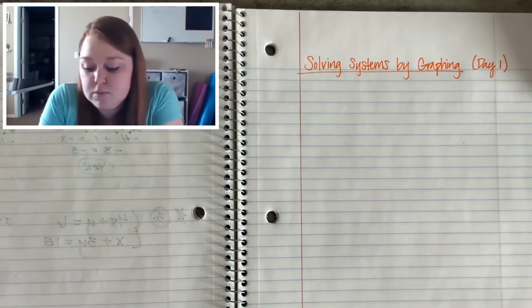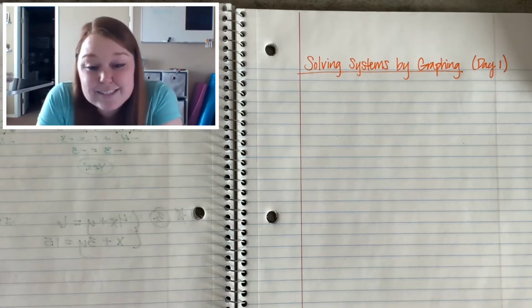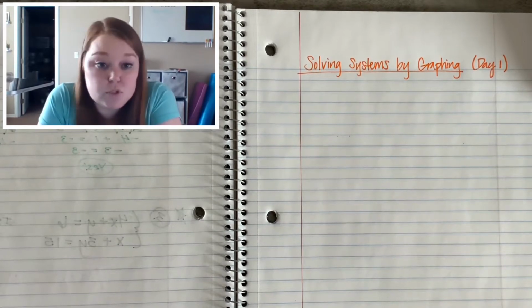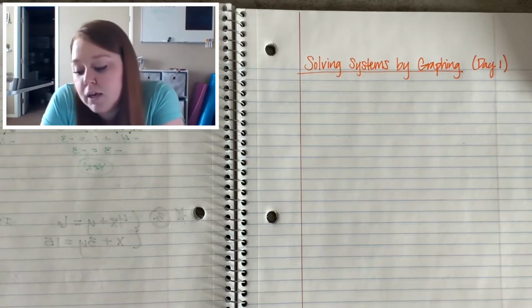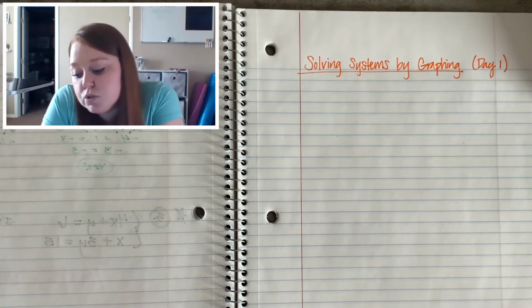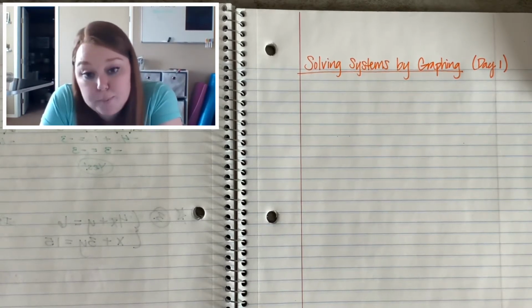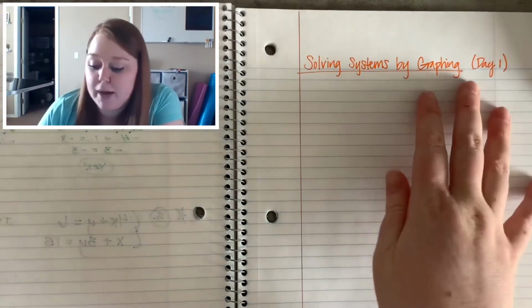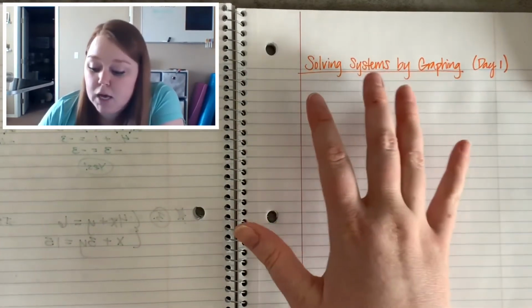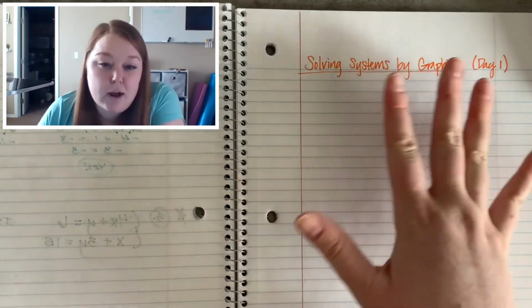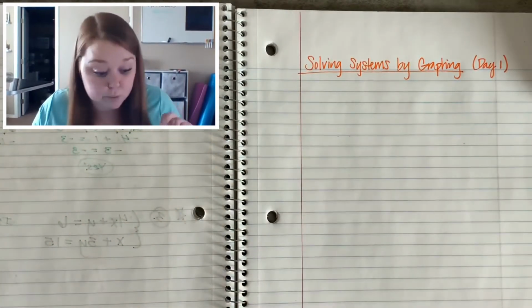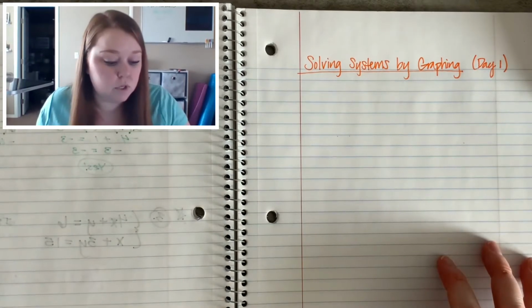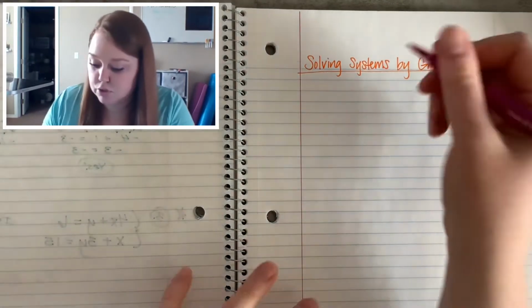The thing with systems is there's different ways that you can solve them, which is why I love math. There's different ways that you can do math problems, okay? So the first way that I'm going to show you how to solve a system is by graphing, okay? We just got done doing a lot of graphing, so this should come pretty natural to you today. I hope so. So we're going to write down some steps just so you have it.